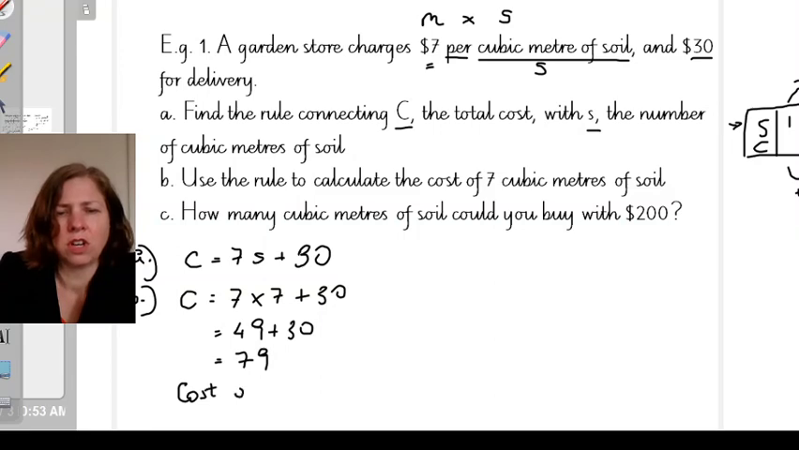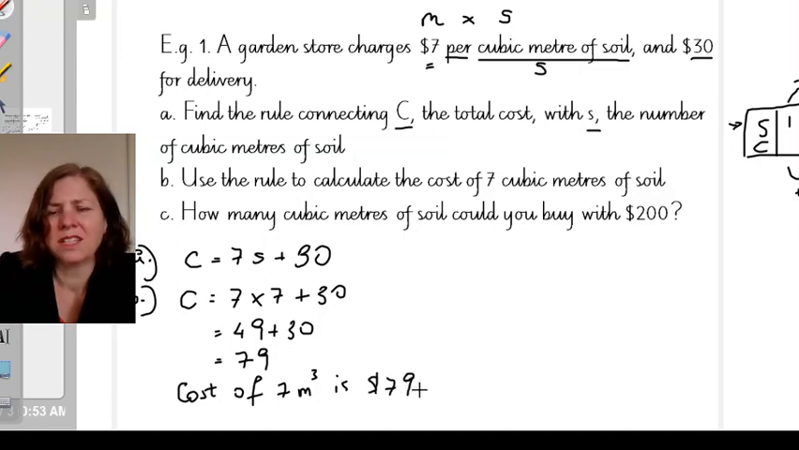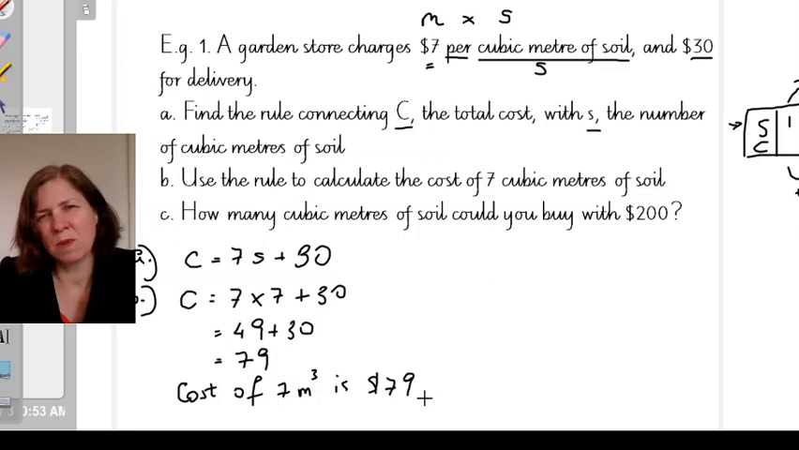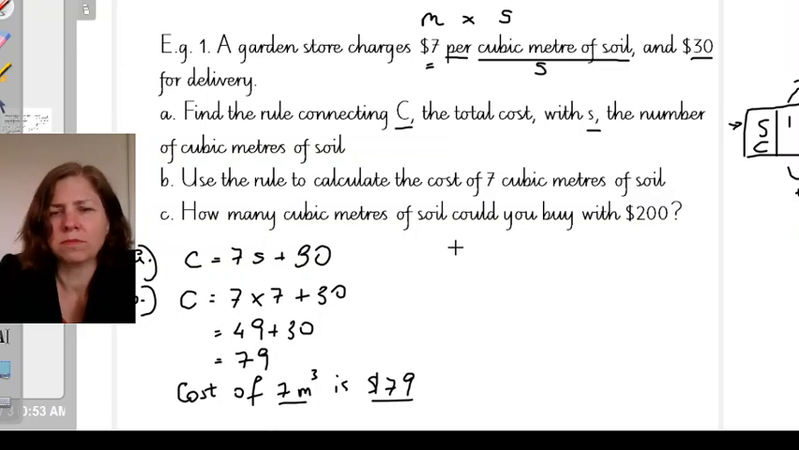Cost of 7 meters cubed is $79. Okay, so I didn't really write a full sentence, but there are enough words there to make it clear that this is the cost and this is what I'm paying for.